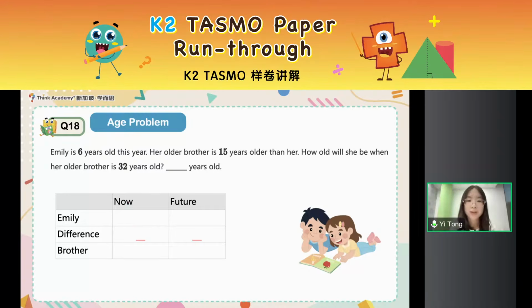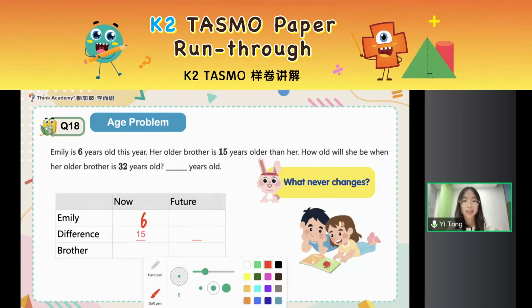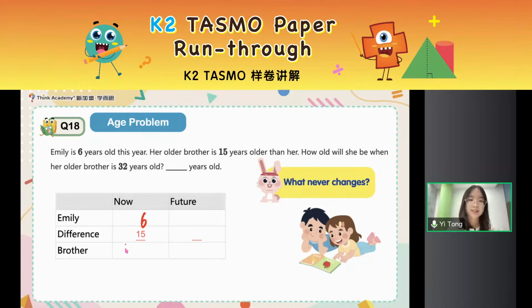So now, how old is Emily? Emily is 6. And her brother is 15 years older than her. So that means, yes, the age gap or difference never changes. So 15 years older, and older means we need to plus. So 6 plus 15 equals 21. Now in the future, look, her brother is 32.